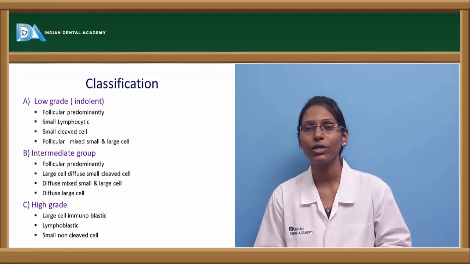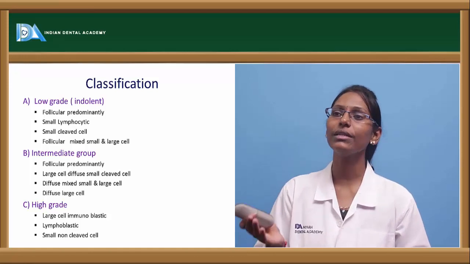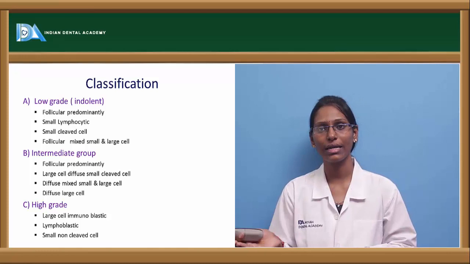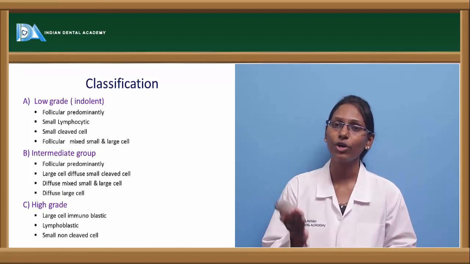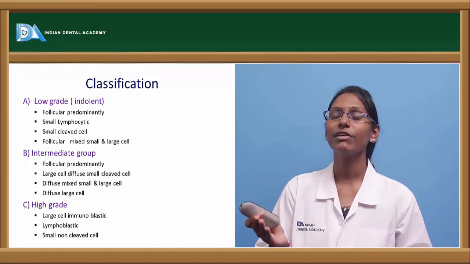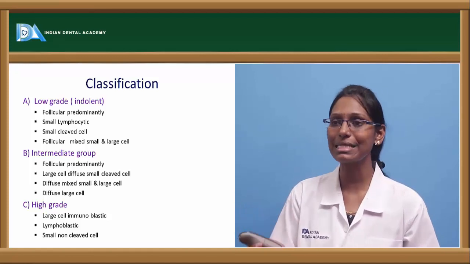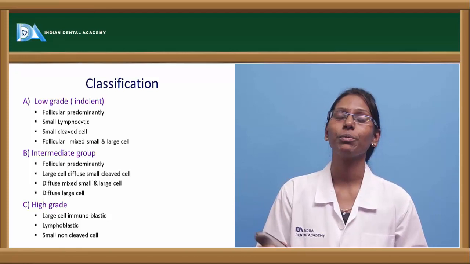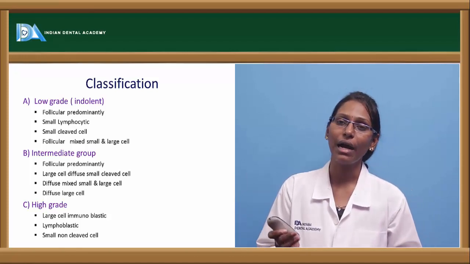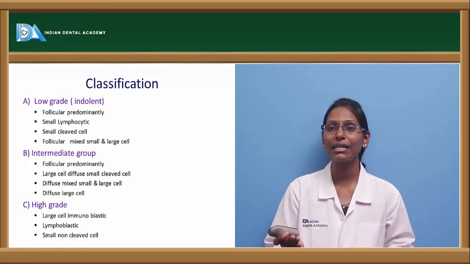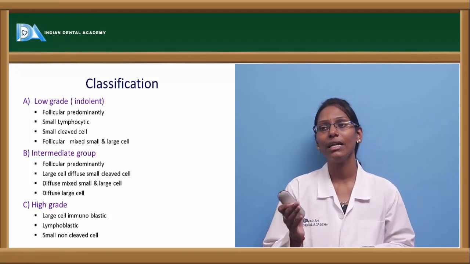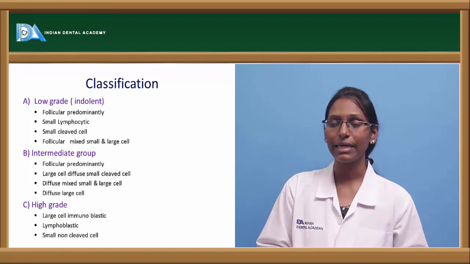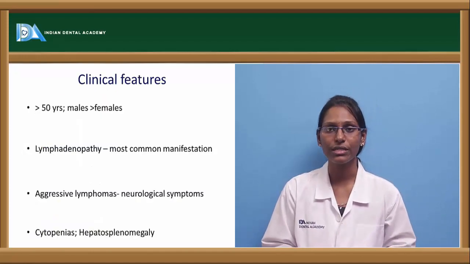In low grade, that is indolent, we usually have follicular predominantly small cleaved cell, small lymphocytic, follicular mixed small and large cell type. In the intermediate group, we have follicular large cell, diffuse small cleaved cell, diffuse mixed small and large cell, and diffuse large cell. Coming to high grade non-Hodgkin's lymphoma, we usually have large cell immunoblastic, lymphoblastic, and small non-cleaved cell type. These are the classifications of non-Hodgkin's lymphoma.